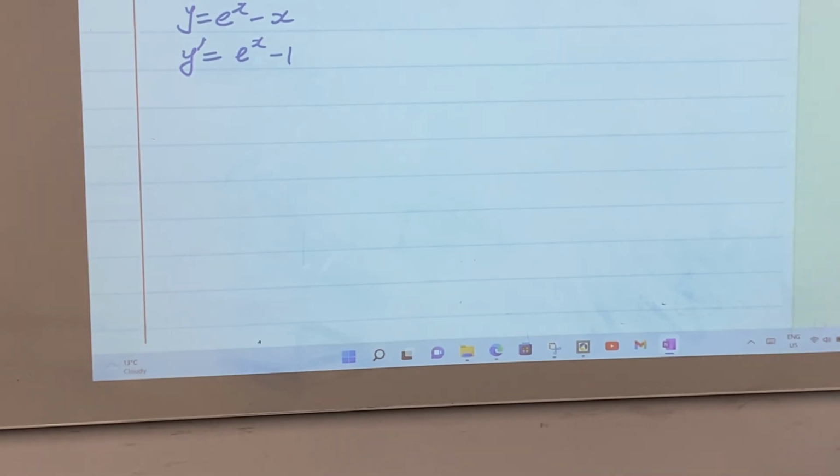Okay, 2 parts of the question. First one's easy. Differentiate that, and then find out when x equals what, the curve is stationary. So let's do the first part first. So y is equal to e to the power x minus x, right? What's y dash? So it's going to be e to the power x minus 1. Very good. That's the first derivative.